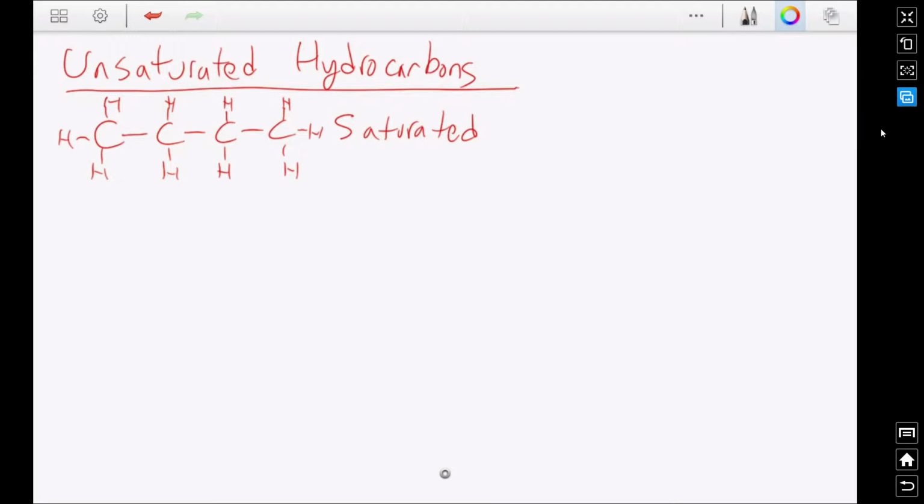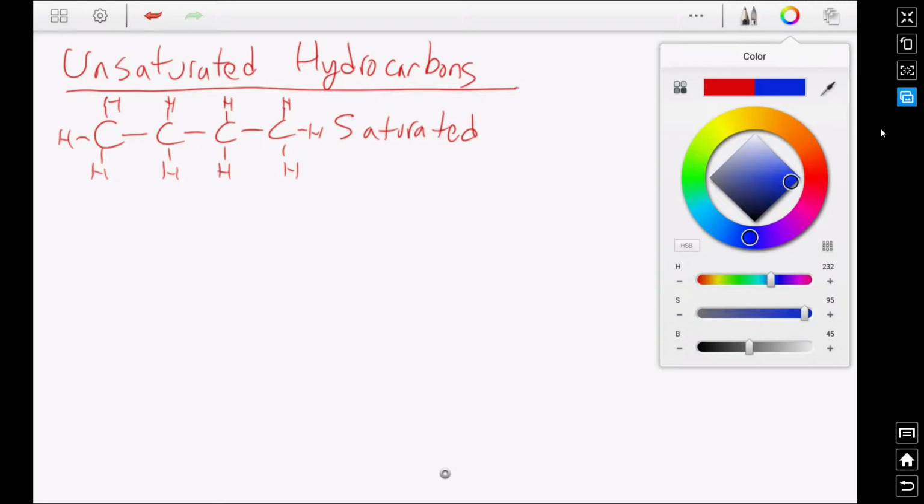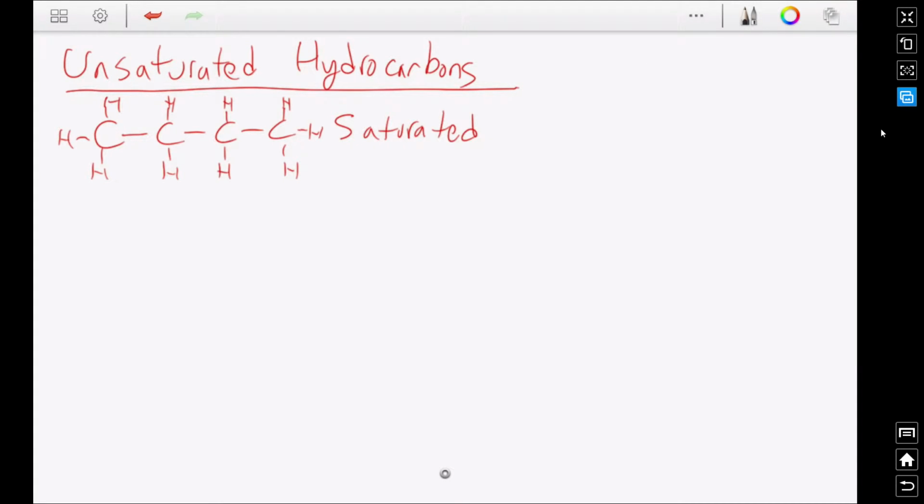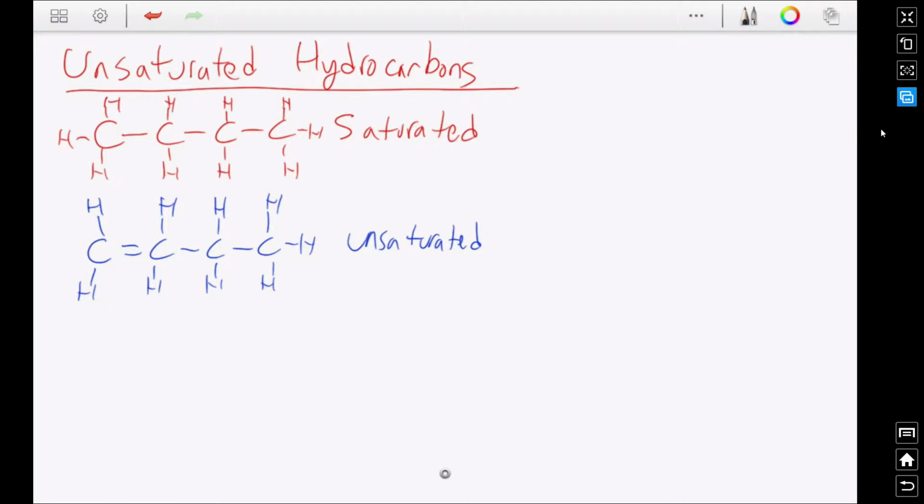Now, an unsaturated hydrocarbon will be very similar to it. The only difference is that one of the carbons has a double bond, which means that it's not attached to 4 different things. Just 2 of the carbons aren't attached to 4 different things. So this is unsaturated. That's the difference between a saturated and an unsaturated hydrocarbon.